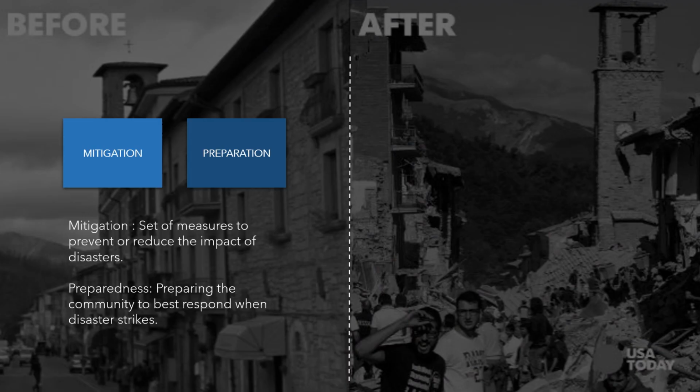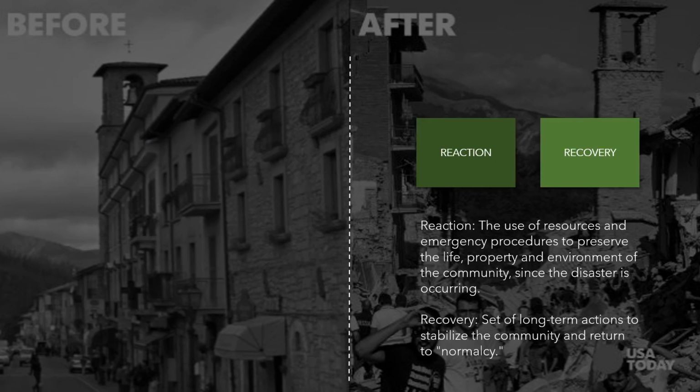Actions before: mitigation, a set of measures to prevent or reduce the impact of disasters. Preparedness: preparing the community to best respond when disaster strikes. Actions after: reaction, the use of resources and emergency procedures to preserve the life, property and environment of the community, since the disaster is occurring. Recovery: a set of long-term actions to stabilize the community and return to normalcy.